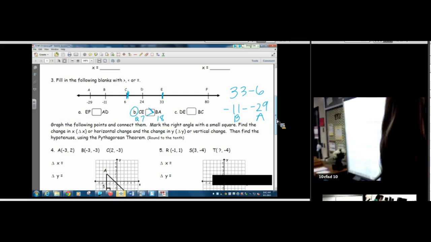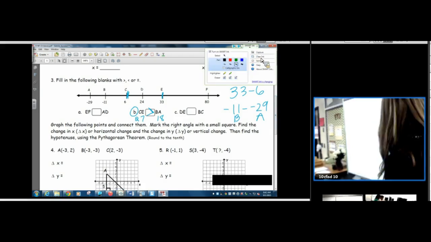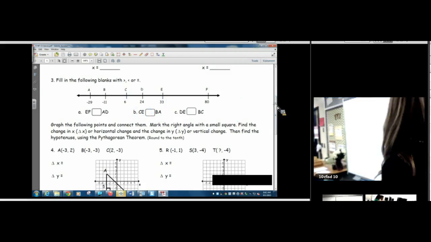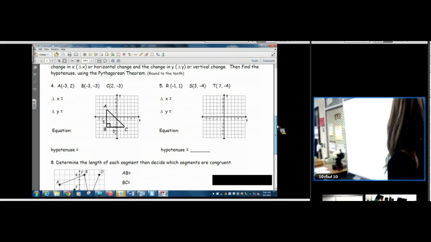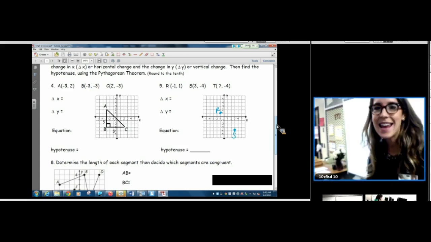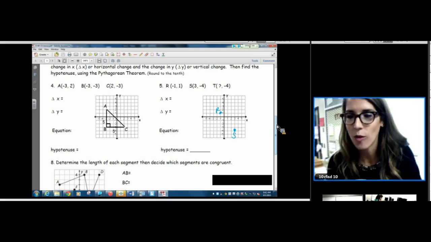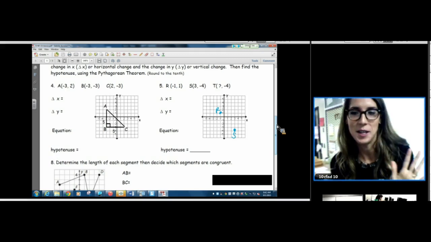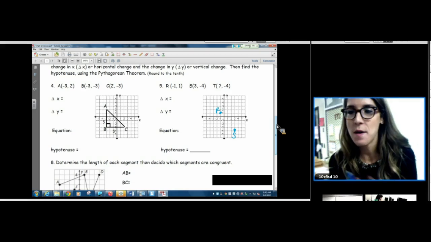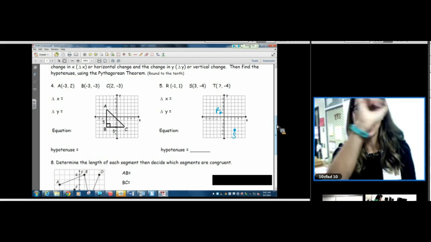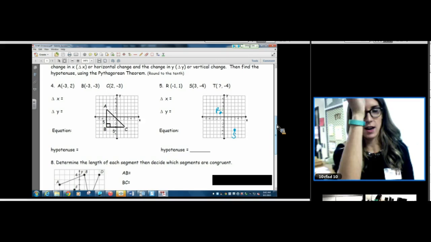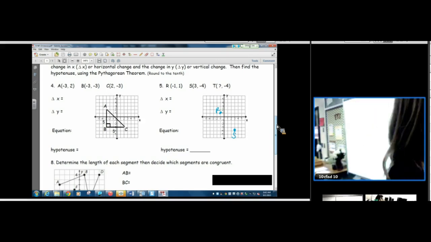Okay. Next one I was asked about is number 5. This one you plot your points. Negative 1, 1. That's R. 3, negative 4. That is S. And T, they didn't tell you the whole coordinate. This is not as hard as the warm-up, don't worry. You know that you have to form a right triangle, so you can either go up and over, or you can go across and up. You know what I mean? There's 2 places T could go.